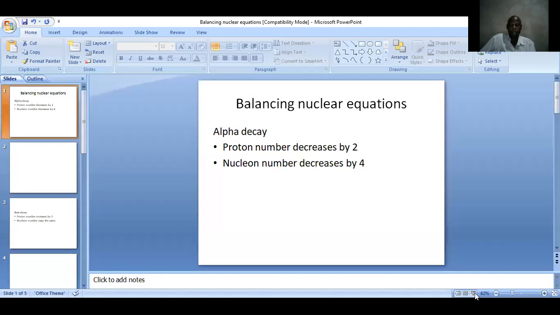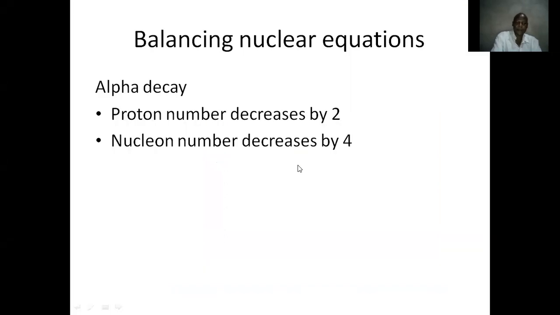Today we are going to look at how we can balance nuclear equations. So we go straight into the lesson. Balancing of nuclear equations, we will look at how we can balance nuclear equations for alpha decay.